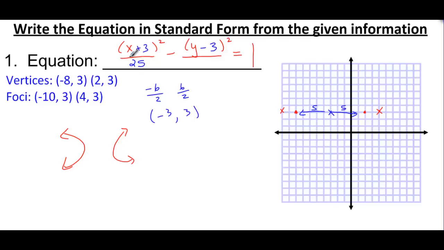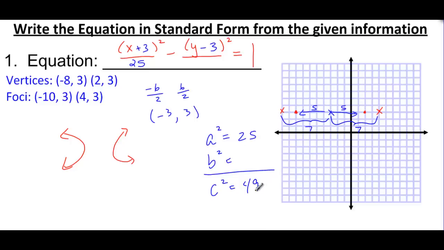The only thing I don't have is how much I move up and down, my b value. Well, remember what we did for an ellipse. A squared we know is 25. B squared, my up and down movement, I don't know. And I know my c squared, because if I count how many spaces I move from my center to each focal point, it is 7. So if I move 7 left and 7 right, c squared is 49.